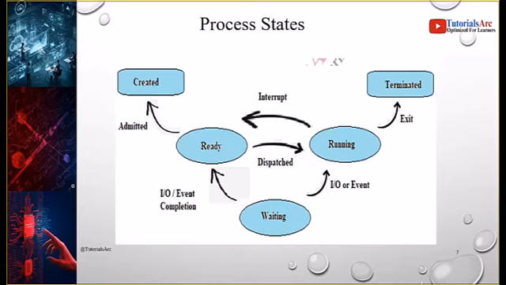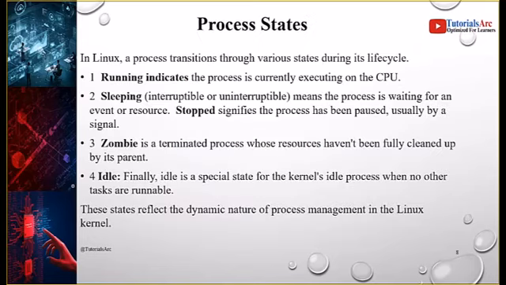Because of that context switching, our processes will be in one of the following states. It could be waiting to execute, ready for execution, running at a certain point in time, or one could have terminated it or stopped it, or it will be created. So what are these states?